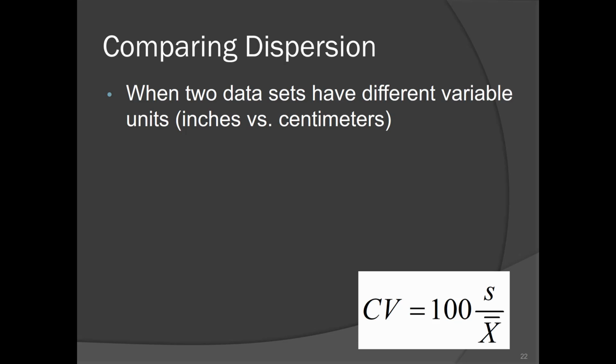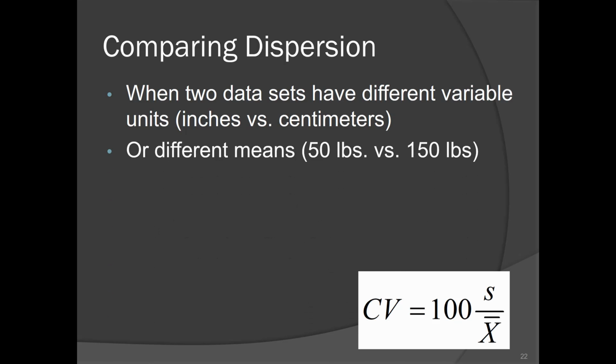Another useful measure of variability is the coefficient of variation. This is to compare dispersion when two data sets have very different variable units, like inches versus centimeters, or very different means. So basically 50 pounds versus 150 pounds. So for example, maybe I'm comparing weight of soccer players versus weight of football players. The averages are going to be very different.